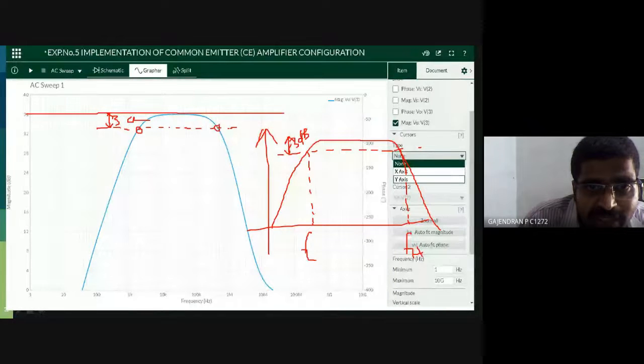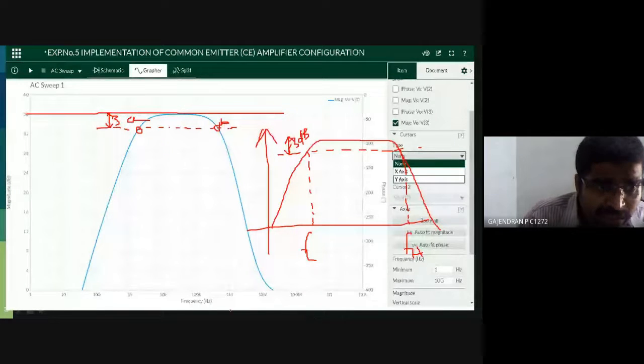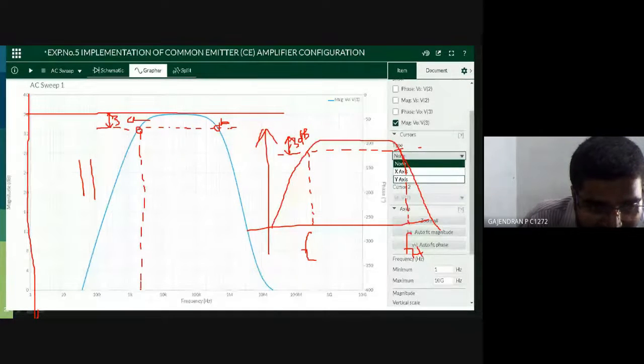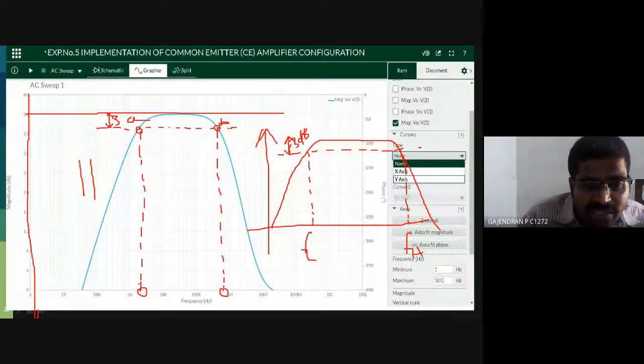Please tell how you will find the lower cutoff frequency and upper cutoff frequency. What you have to do is draw one parallel line. Parallel to the y-axis, draw one dotted line. It will touch your y-axis. Similarly, here you draw one parallel line. It will touch the x-axis. So this is the lower cutoff frequency. This is the higher cutoff frequency.